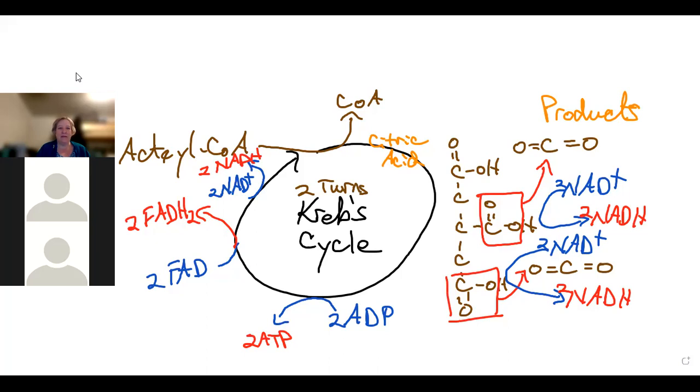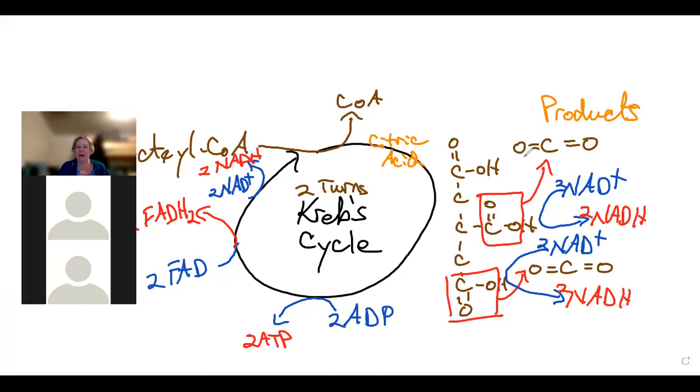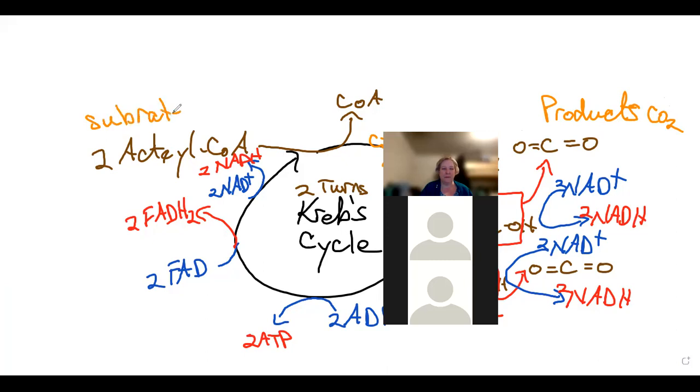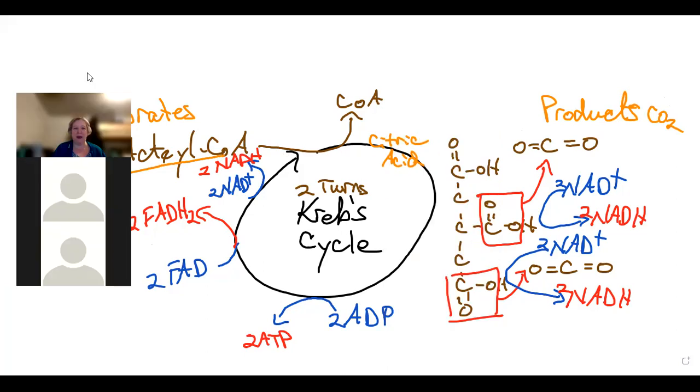So the products of the citric acid cycle are CO2, and the beginning substrates are these acetyl-CoAs. And then the energy-carrying molecules that are generated are NADH. We get 6 of them, because I've got 1, 2, 3 per turn, so I multiply that by 2 and I get 6. And I get 1 FADH2 per turn, so I multiply it by 2, and I get 2 of these. And I get 2 ATPs.